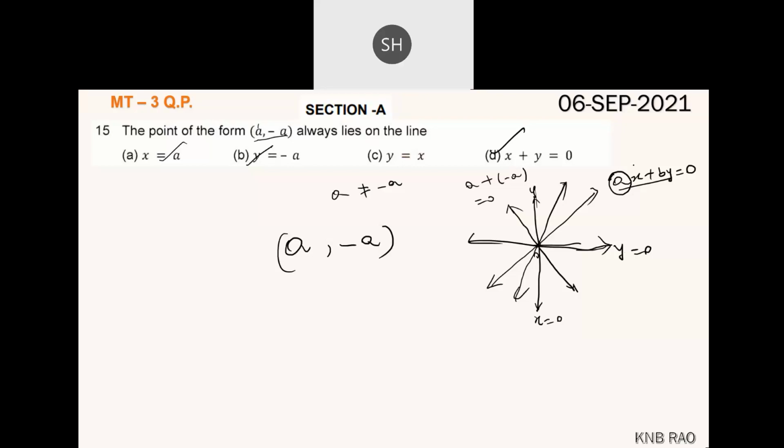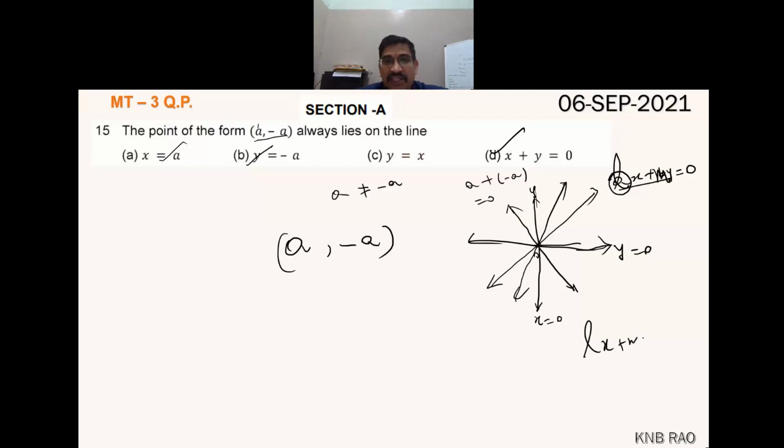Okay. If you are confused with a comma b, you can keep l x plus m y plus n equals to 0. Lx plus my plus n equals to 0 is also one standard way of representing a linear equation in two variables. Then question number 16.